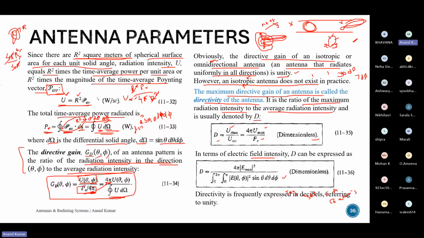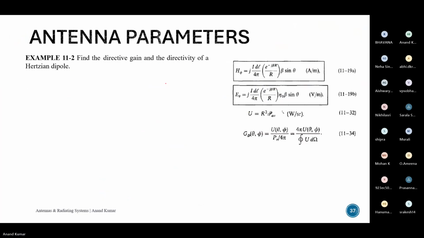Directivity is frequently expressed in decibels. So I was saying dB, but I did not realize we were still doing it in magnitudes. We usually take them in logarithmic scale, it's sort of a norm. So we'll solve a question now where we intend to find the directive gain and the directivity of a Hertzian dipole.